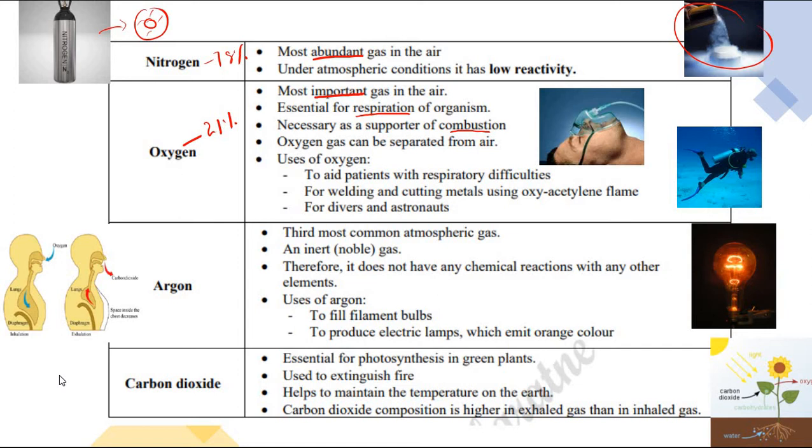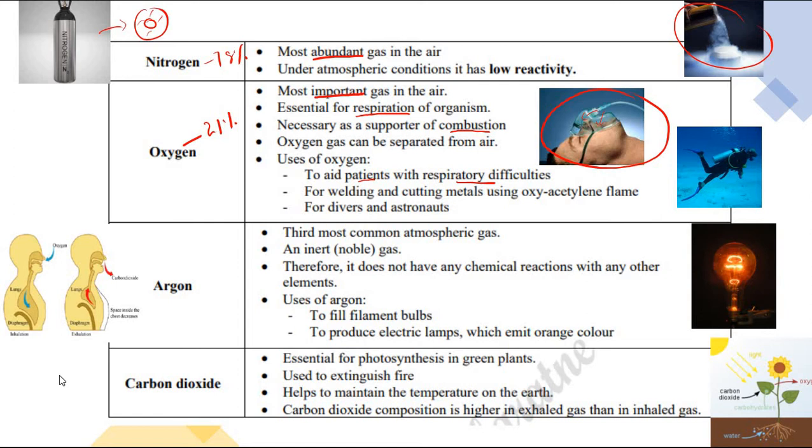There are many methods for that. Along with that, there are many uses of oxygen, especially to aid sick people, patients with respiratory difficulties. Over here you can see a picture. Even during the coronavirus, when people had breathing difficulties, they provided oxygen through a machine like this, so that they would have pure oxygen intake into their lungs and be able to breathe more efficiently.